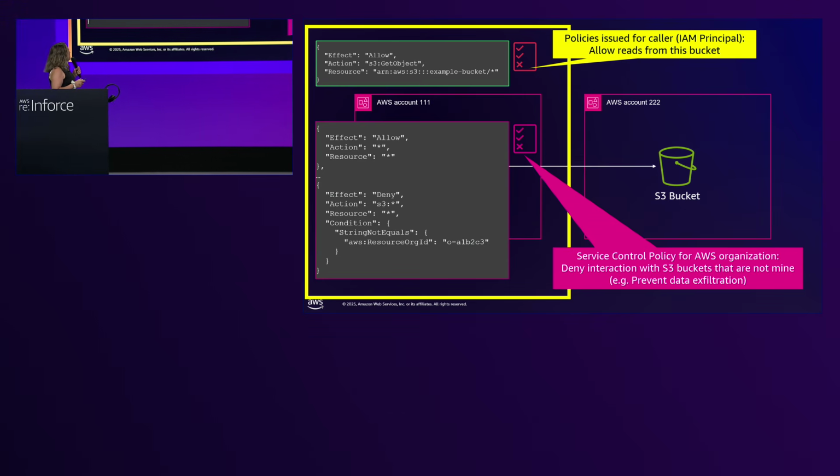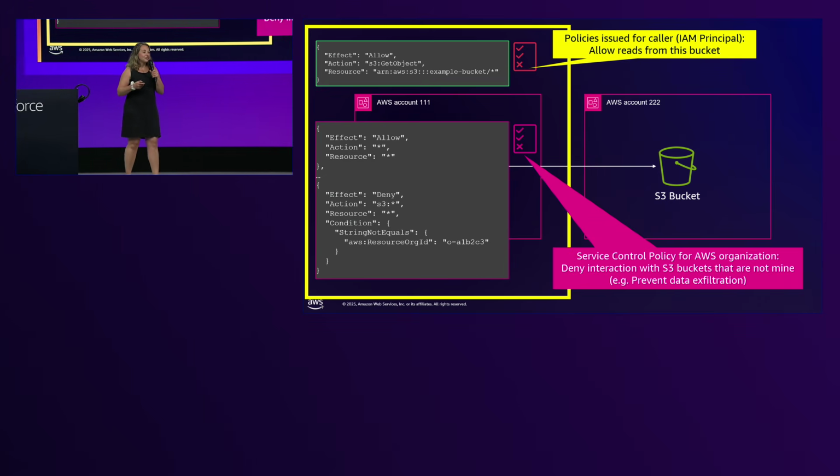It says, we're not going to do anything in S3 unless the bucket belongs to our AWS organization. That kind of makes sense, right? I don't want them exfiltrating data to an S3 bucket that's not under my control, so I write this policy.